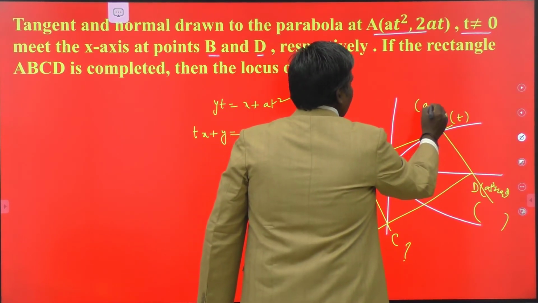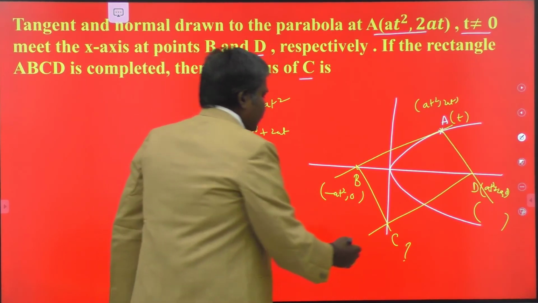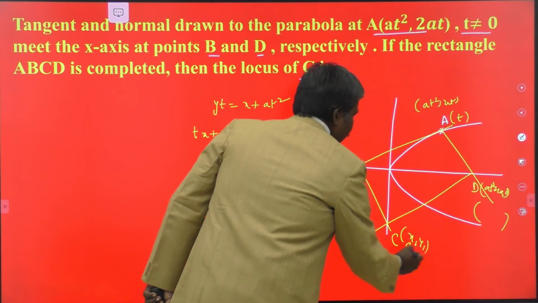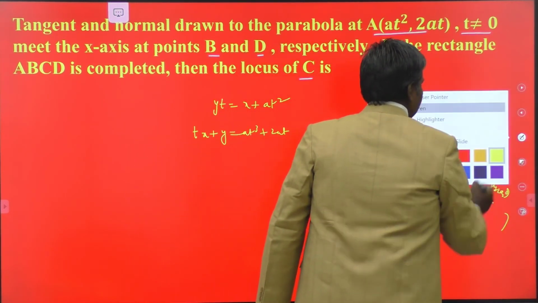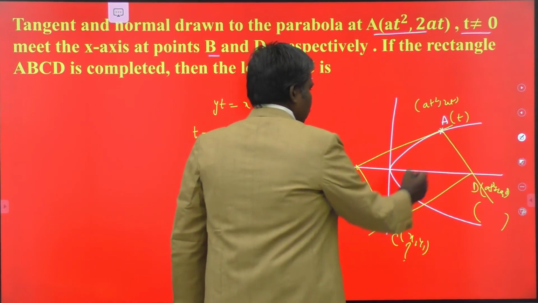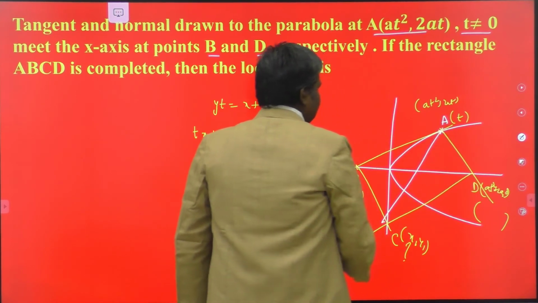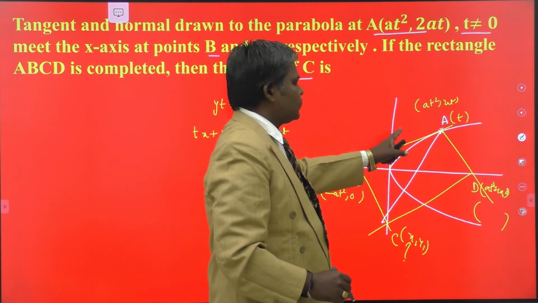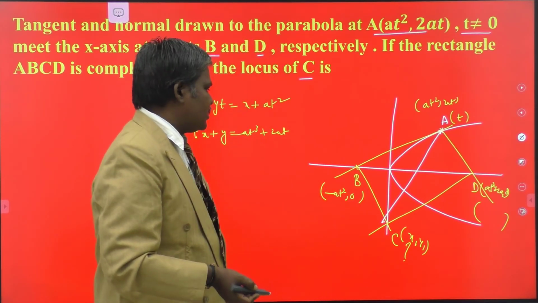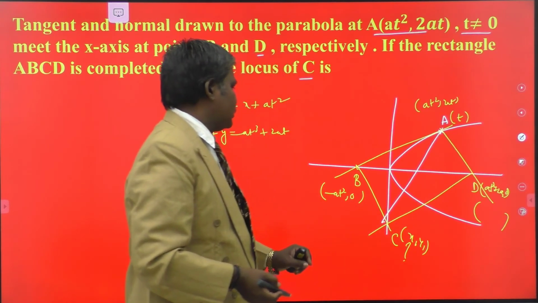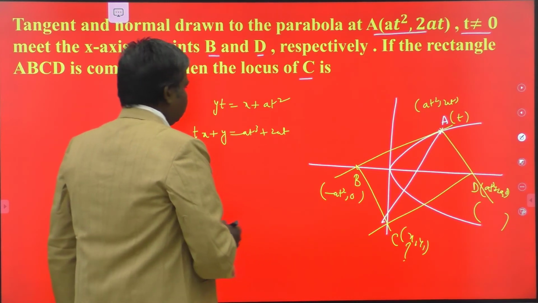The coordinates of A are (at², 2at). Suppose the coordinates of C are (x1, y1). We have to find out the locus of C. We know that by joining BD and AC, these are the diagonals of this rectangle. Diagonals always bisect each other. With the help of this concept, we can find the locus. So, first of all equate their midpoints, because of the bisecting property.